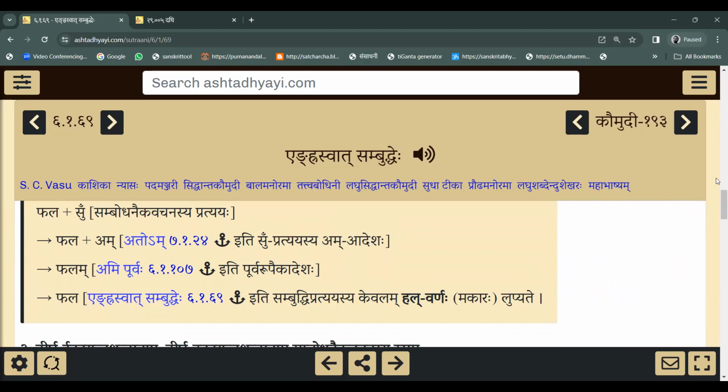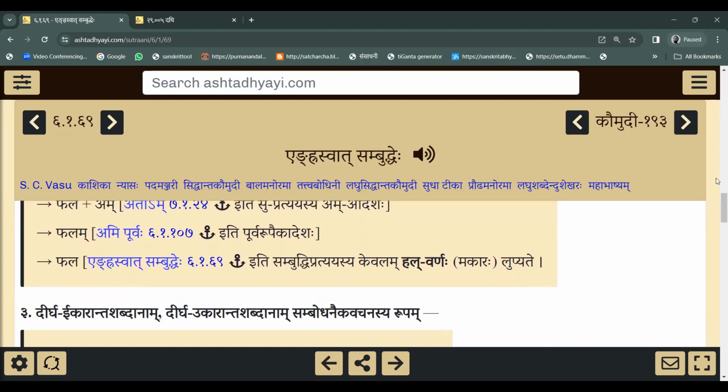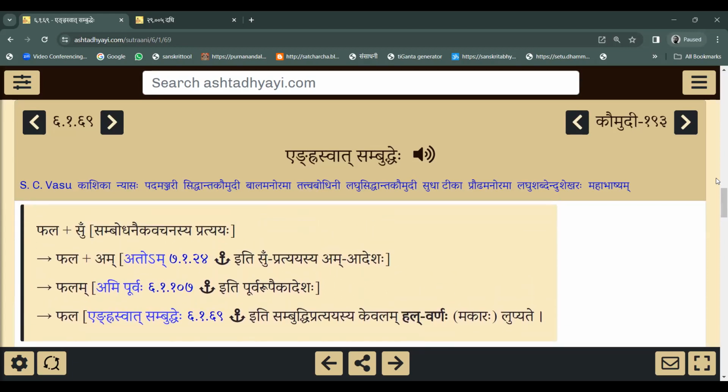Okay. Alvarnaha Lupyate. Sumo Napumstaka Tulup Amipurvaha. Okay. Karanta Napumsakalinga Shabdanam Sambodhana Rupam. Okay. I didn't see this. I thought so. I had a doubt. 6169 and this is 7124. So Vipati Shede Param Karyam. So 7124 has to be applied.